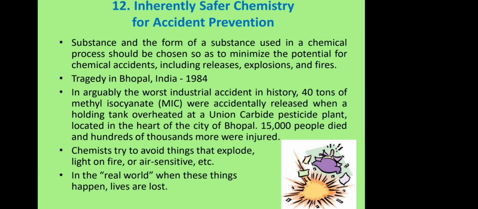In 1984, we had the Bhopal disaster. In 1984, methyl isocyanate was accidentally released when a holding tank overheated at the Union Carbide pesticide plant located in the center of Bhopal. So many people, nearly 15,000 people, died and hundreds of thousands of people were injured. Chemists try to avoid things that explode, light on fire or are air sensitive, etc. In the real world, when these things happen, lives are lost.